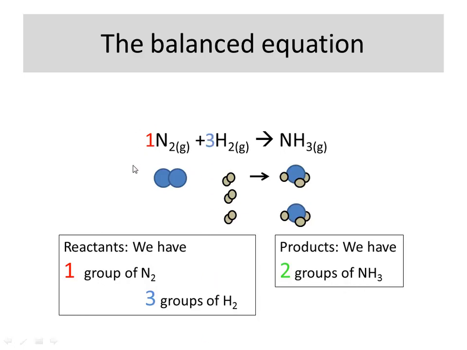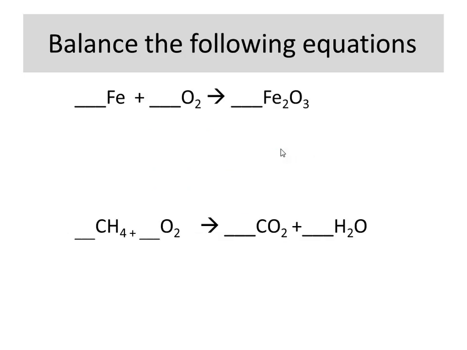I have 3 groups of H2, and I have 2 groups of NH3. That's where those coefficients come from. Okay? And in a second, I'm going to go over a couple examples of balanced equations. You guys are going to copy it down. Okay? So let's copy these down. Don't do any balancing yet. I'll go over them in the class how I like to do them.